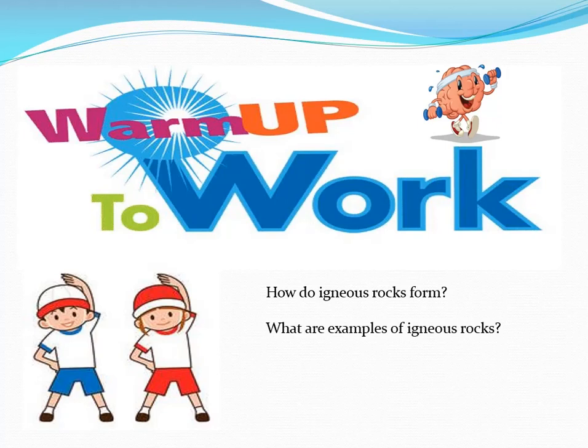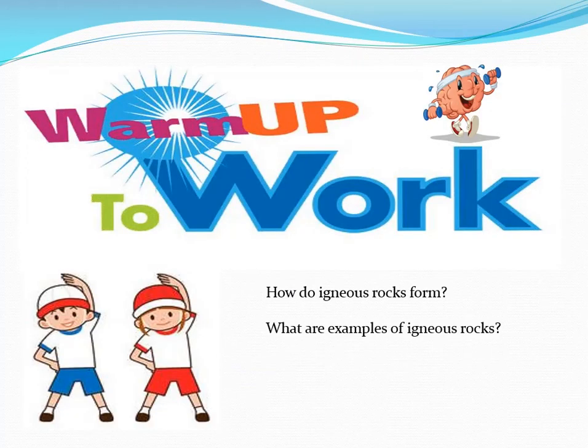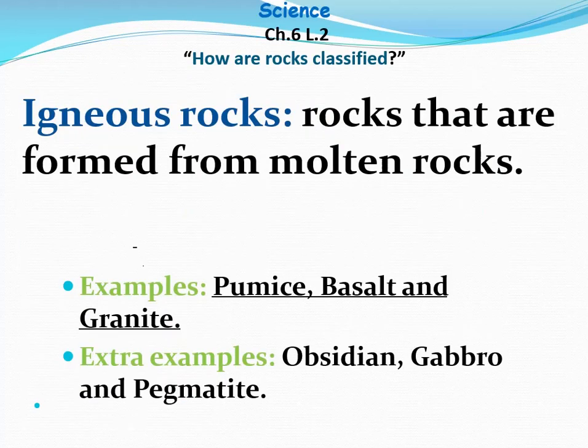Igneous rocks are rocks that are formed from molten rock. Exactly. Super. The second question: what are examples of igneous rocks? We had three examples. The examples that you have to memorize are pumice, basalt, and granite. Amazing.